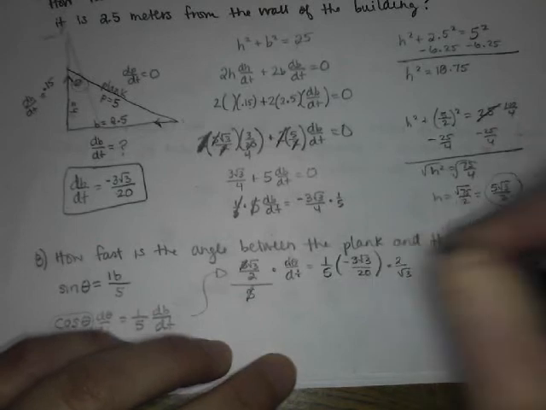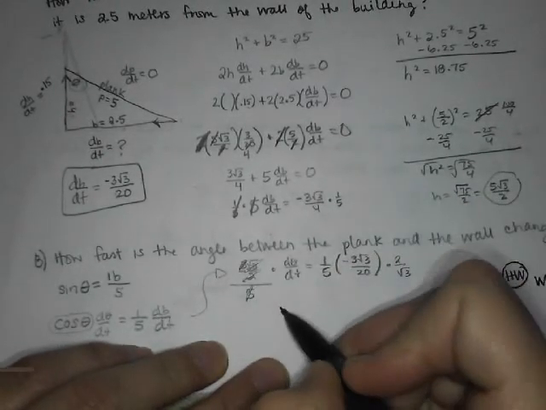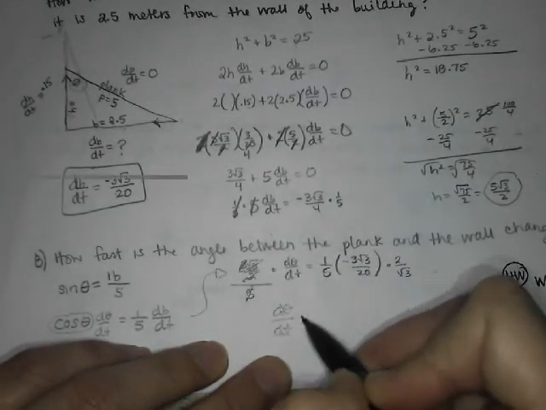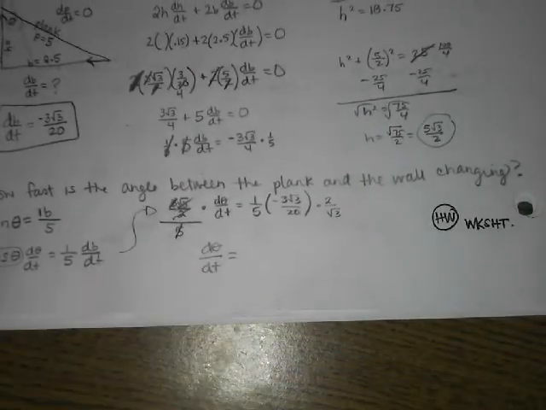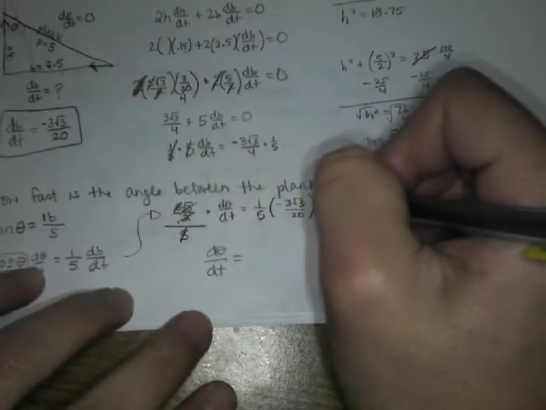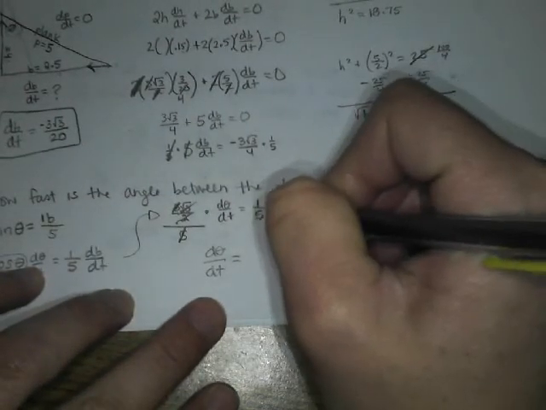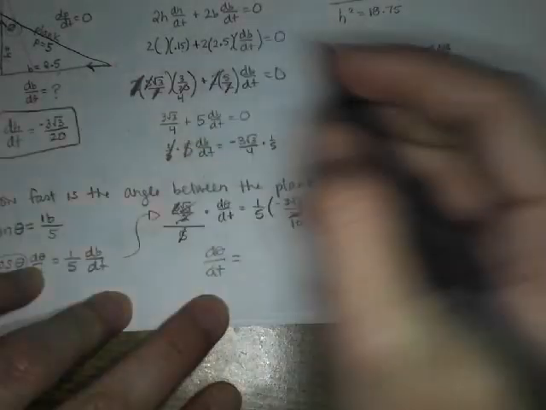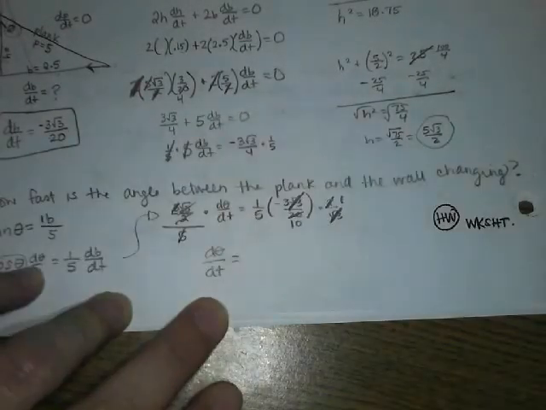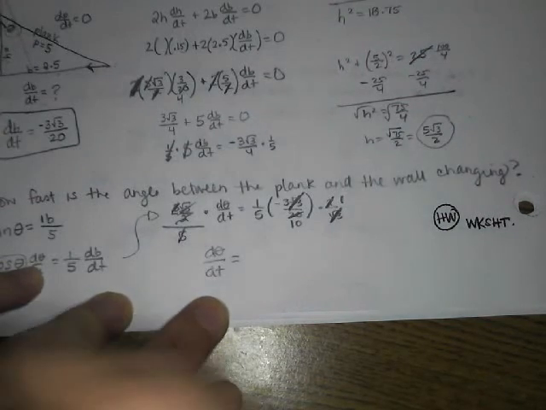So d theta dt is, what can we chop off here? Two and 20 reduces to 1 and 10. Yeah, those radical 3s cancel. Yep. So our answer is -3 over 50 radians per second.